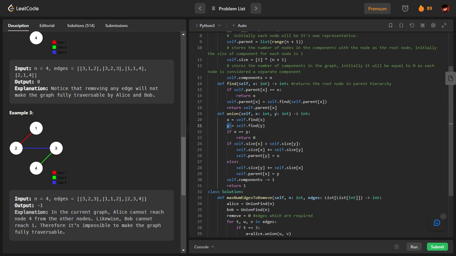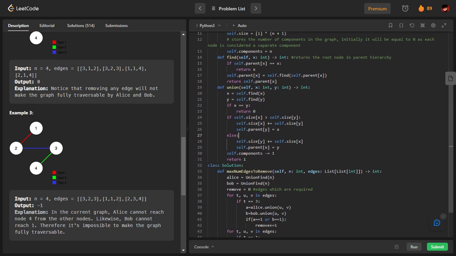If x and y are the same, that means both belong to the same union, the same group. Then the union is already done, nothing to do, return 0. Now come to the case when they're not already in the same group. Imagine two gangs, one of them may be larger. Whichever is the larger gang, merge the shorter one with it.